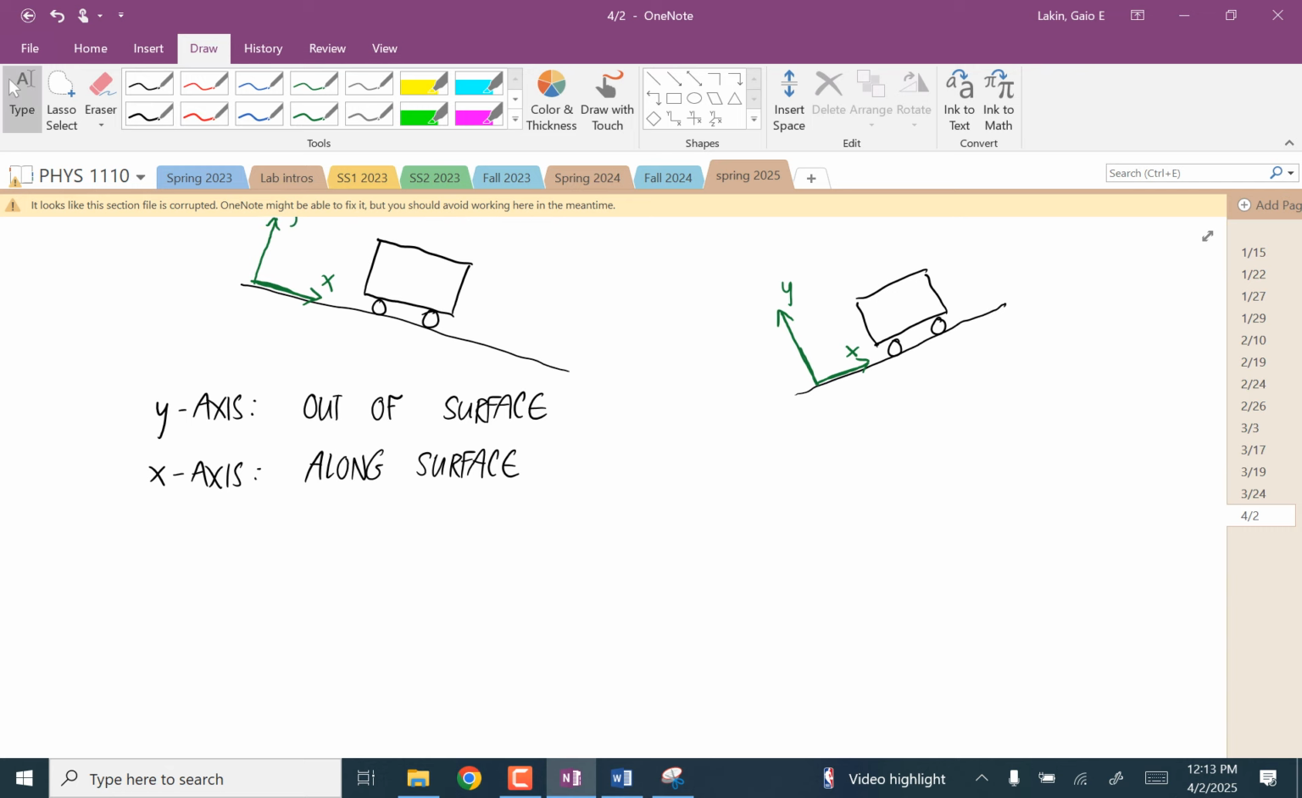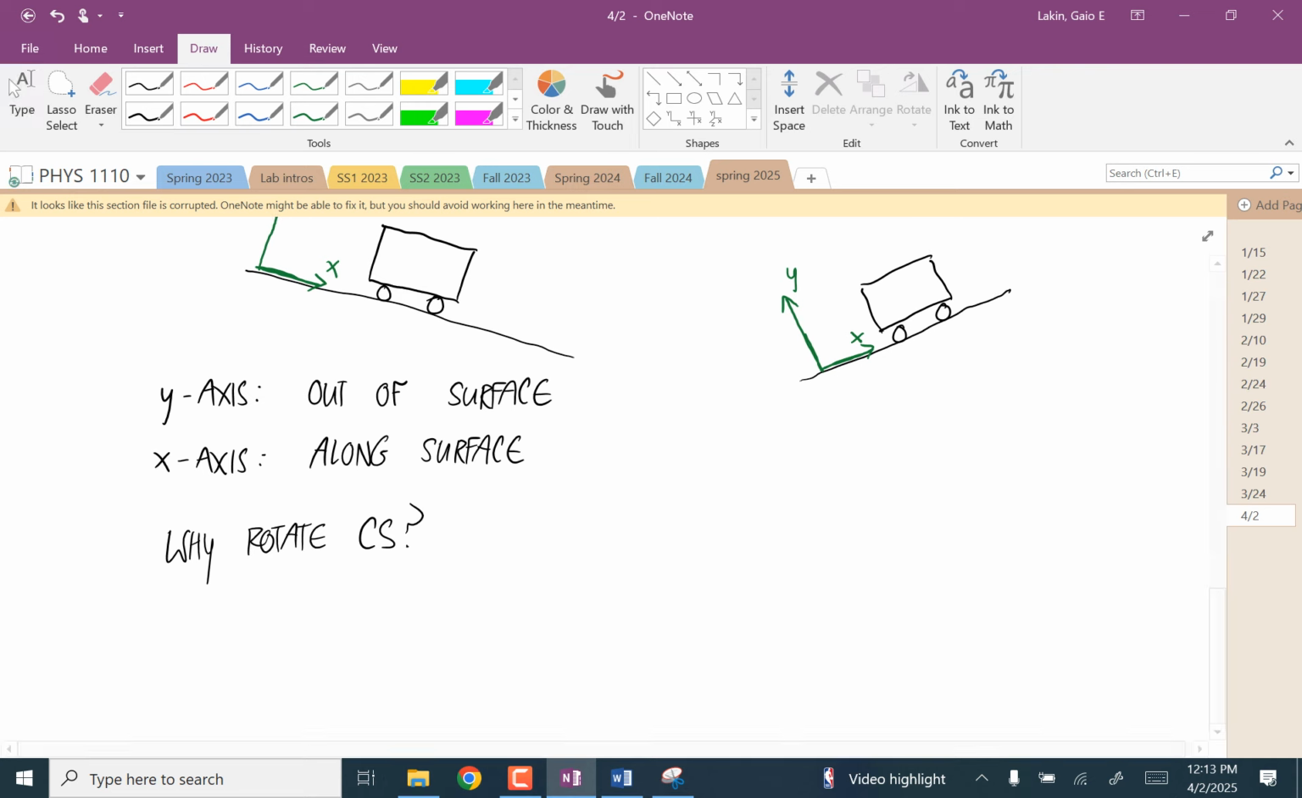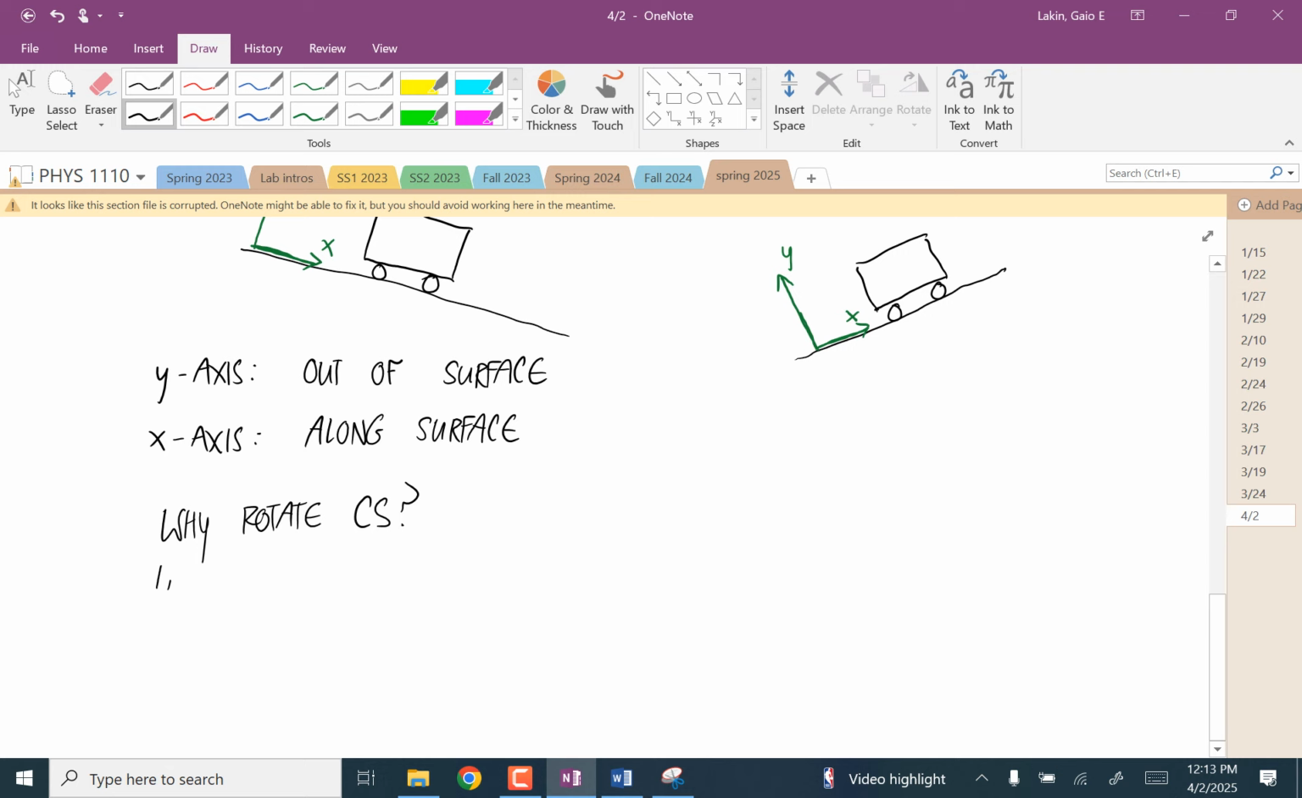And the first question is, why are we going to do this? There's no reason we have to do it. There are ways you could solve these problems without rotating the coordinate systems, but it just makes the math simpler.